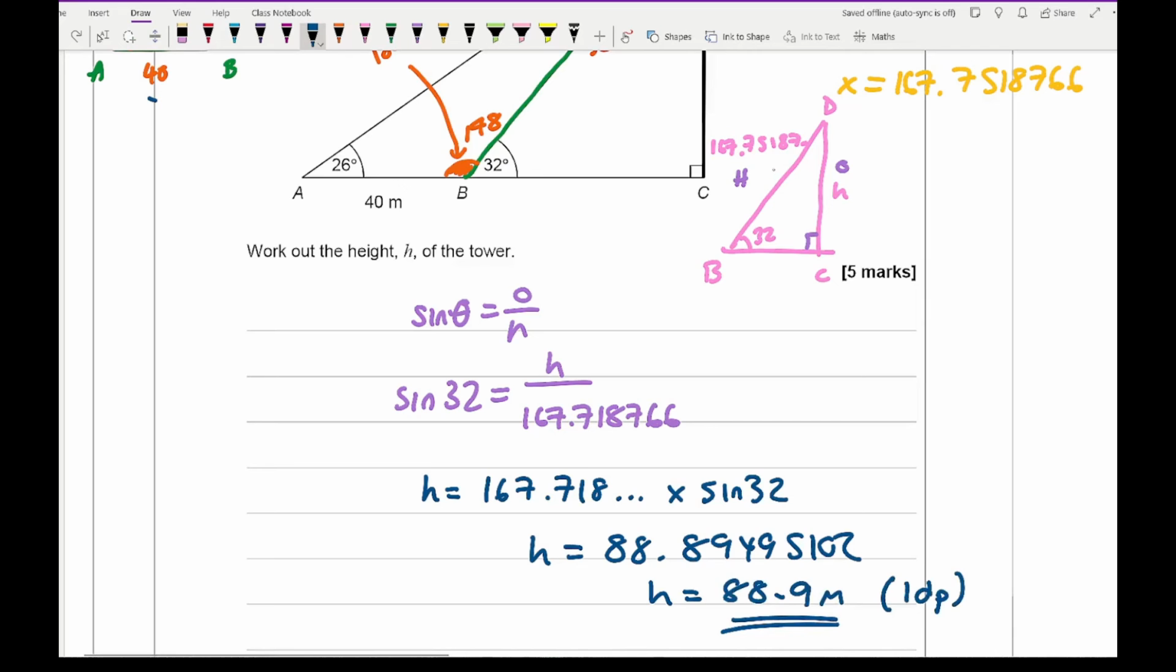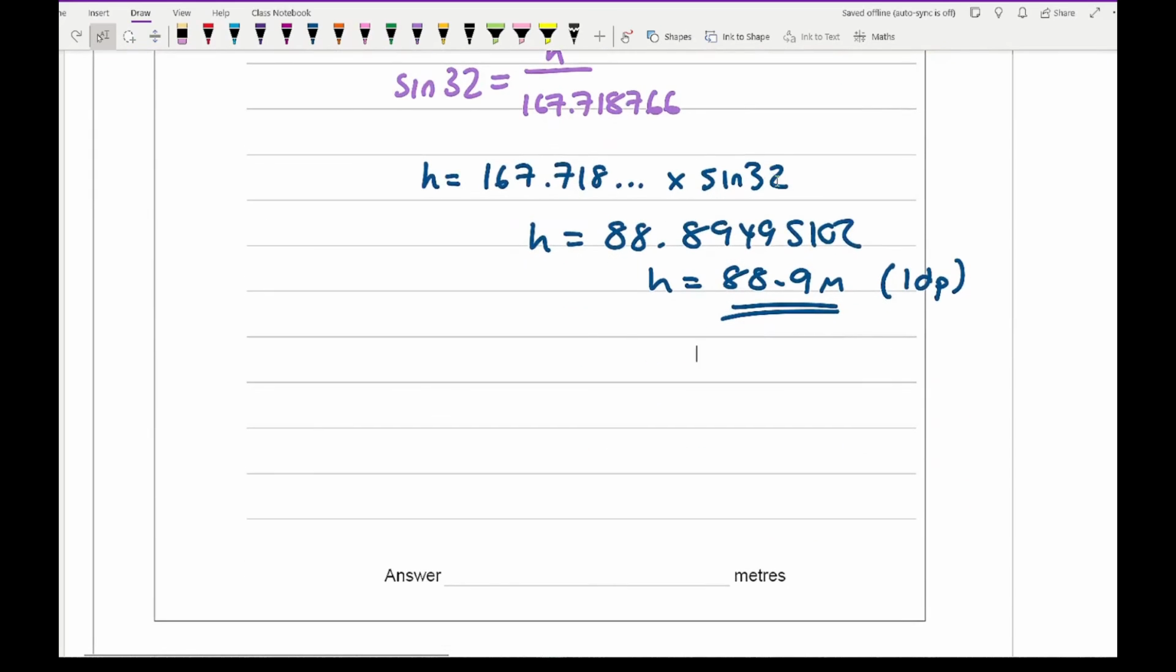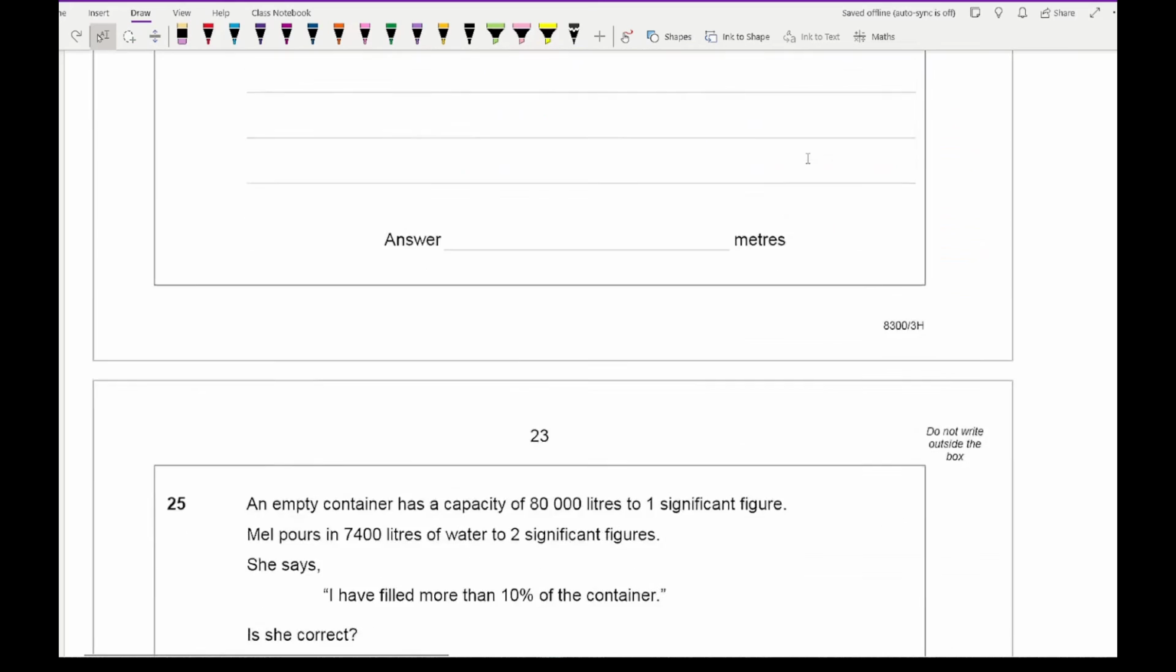An answer of roughly 88.9 is entirely up to you. Now if you have rounded the answer, always make sure you've stated what you've rounded your answer to, but there's no specified way that they want you to write the answer, so it's entirely up to you how you want to do it as long as it is correct.